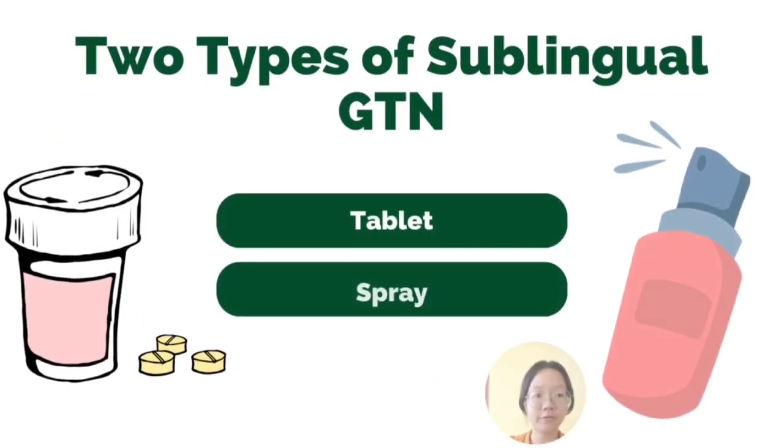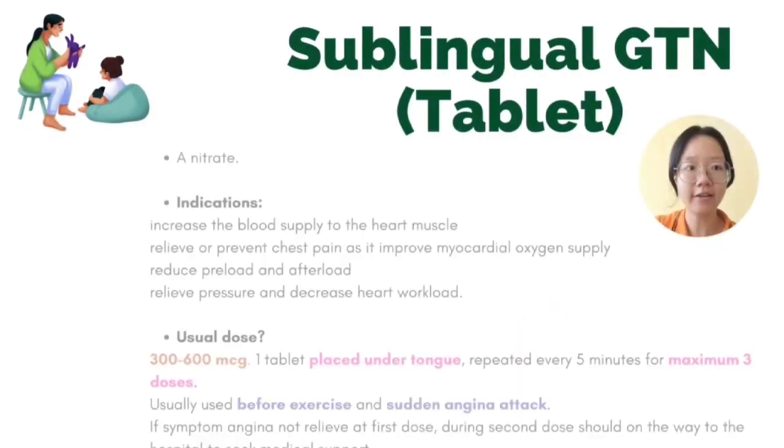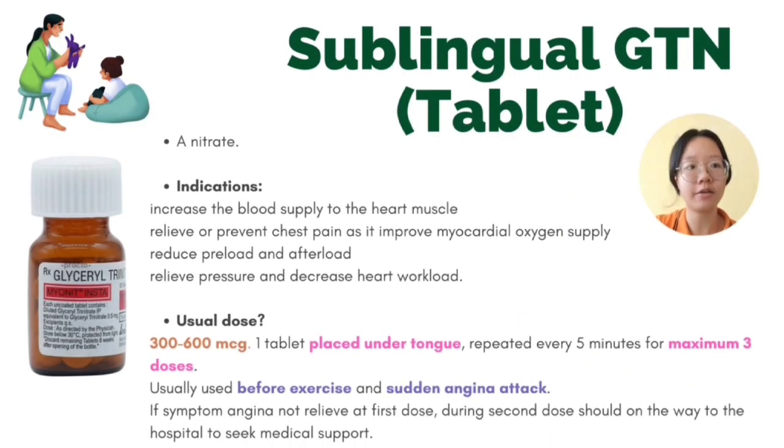There are two types of sublingual GTN: tablets and spray. GTN, glyceryl trinitrate, is a nitrate. It is indicated to increase the blood supply to the heart muscle and relieve or prevent chest pain by improving the myocardial oxygen supply. It works by reducing the preload and afterload, thereby relieving the pressure and decreasing the heart workload.